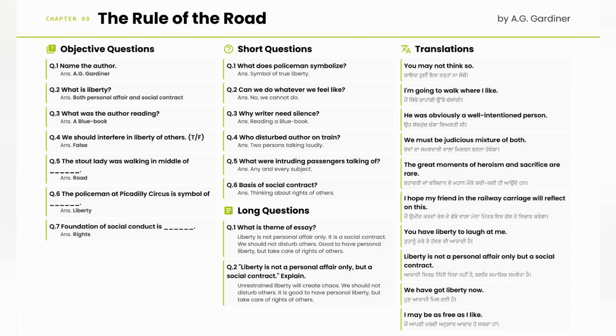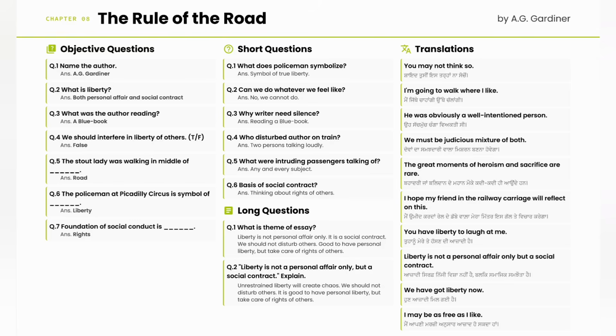Short questions. Question 1. What does the policeman at Piccadilly Circus symbolize? Answer: he is the symbol of true liberty. Question 2. Can we do whatever we feel like doing? Answer: no, we cannot do. Question 3. Why did the writer need a reasonable silence in the compartment? Answer: because he was reading a blue book.